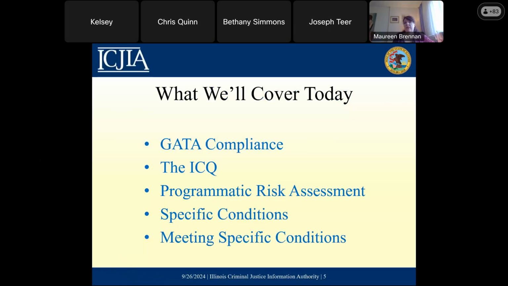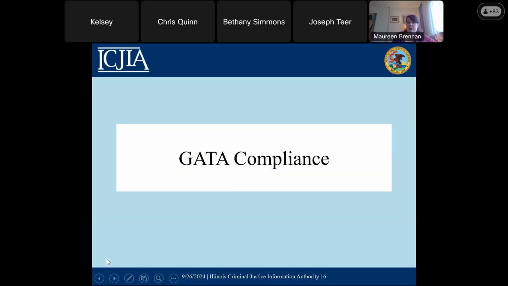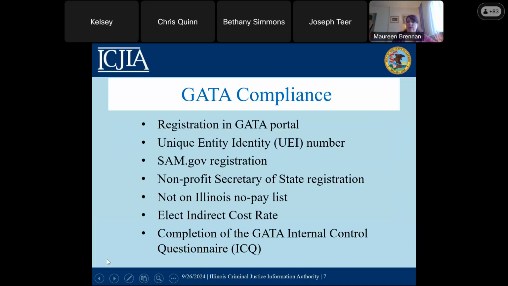What we'll cover today: we're going to talk about GATA compliance, the ICQ or internal control questionnaire, the programmatic risk assessment, specific conditions, and meeting specific conditions. We used the same slide in last Thursday's overview. These are the basic elements of GATA compliance that all of our grantees and grant recipients have to comply with.